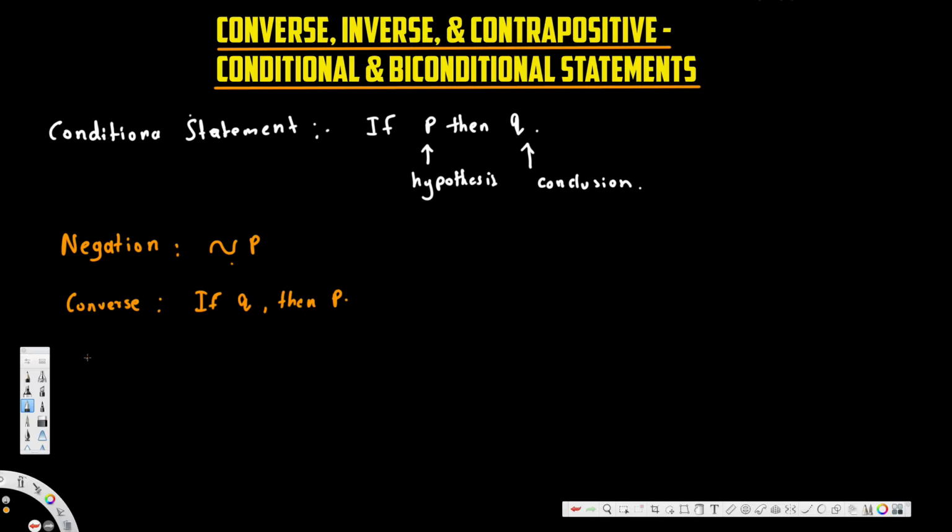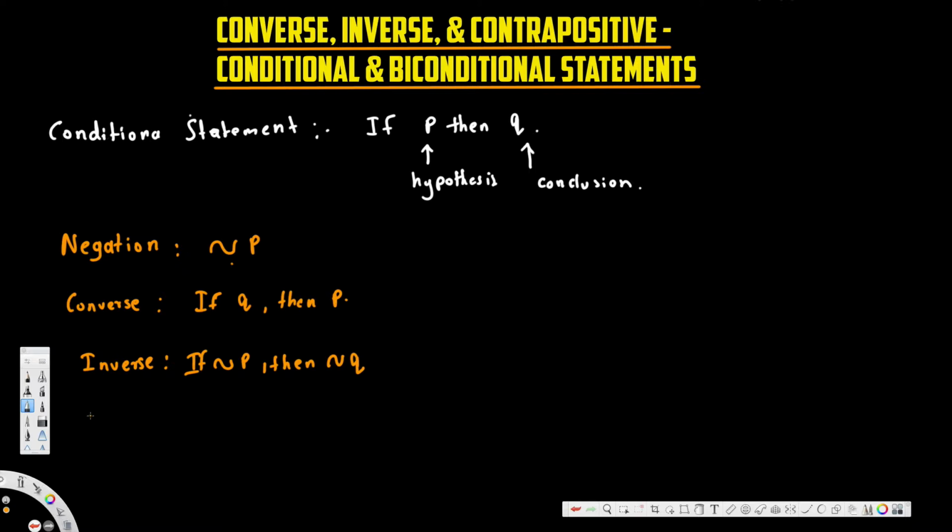Now next we are going to see what inverse is. Inverse is if not P, then not Q. This is basically the negation of the conditional statement. Here if P then Q, and here if not P, then not Q.